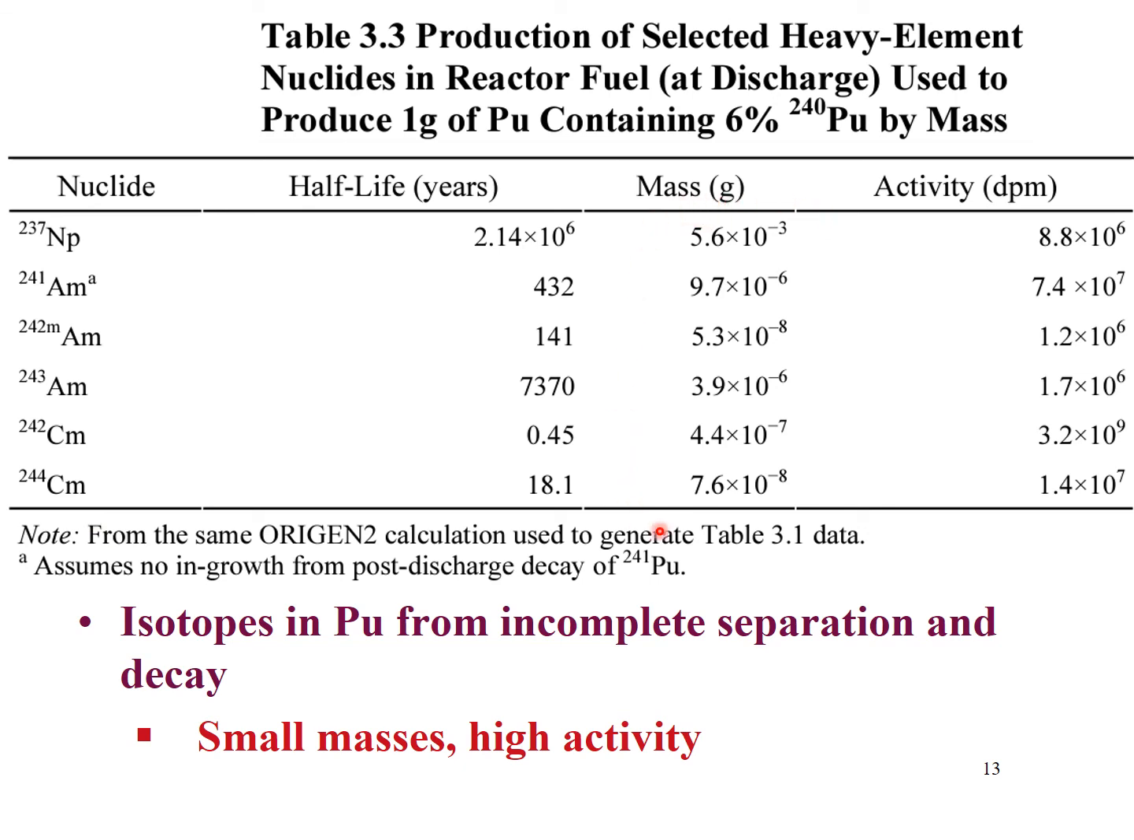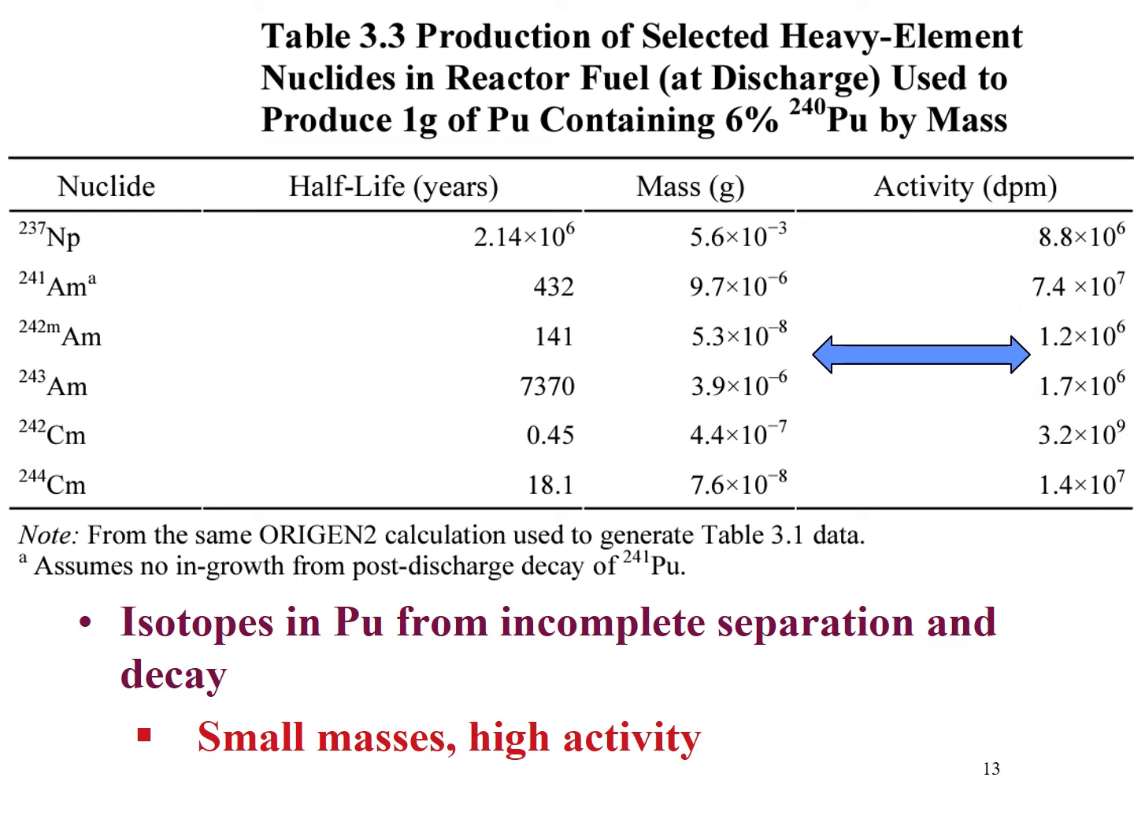Their relative masses can be listed here. So per gram of plutonium produced, you would expect these masses of the other isotopes to be produced. For instance, for curium-244, we're talking on the order of nanograms being produced, a relatively small amount. But since the half-lives are short, the activity, listed here in decays per minute, can vary on the order of 10^6 to 10^9 per gram of material.